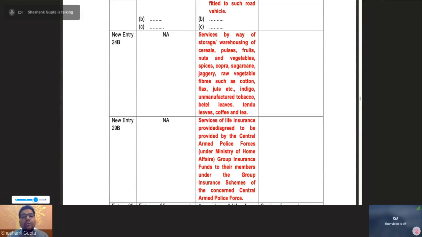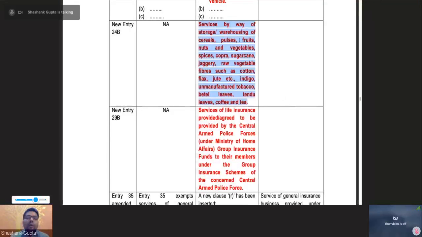Next, I told you that the government wants to promote storage and warehousing facilities for the agricultural produce. In this regard, services by way of storage, warehousing of cereals, pulses, fruits, nuts, vegetables, spice, sugarcane, jaggery, etc. So basically storage and warehousing, a blanket exemption has been given for all of these agricultural produce.